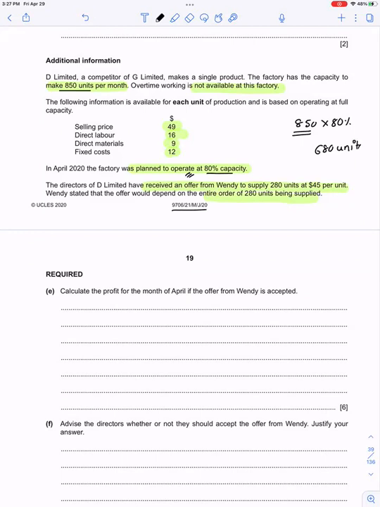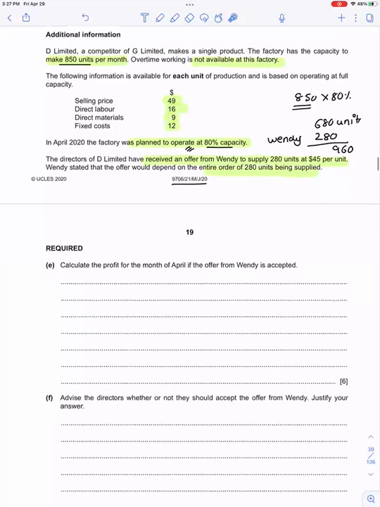May, June 20, paper 21. 620 units, and Wendy wants how many units? 280 units. So 680 plus 280, this is becoming 960. You can't produce more than 850 units, but Wendy is willing to give you an order provided you supply him the entire 280 units. And they want you to calculate the profit for the month of April if you accept Wendy's order. Okay? So no problem, accept his order.